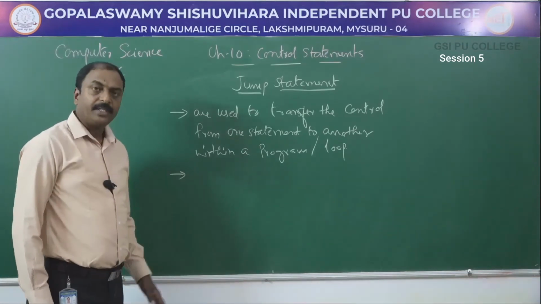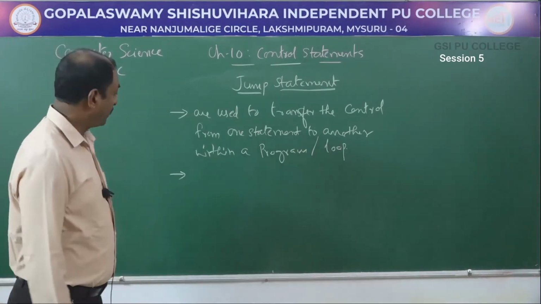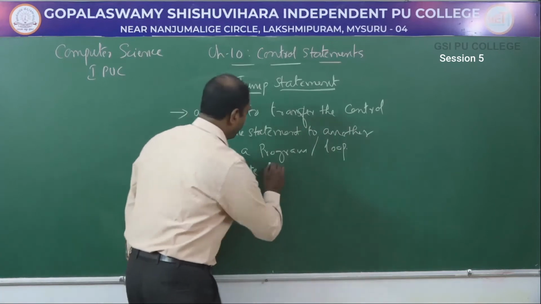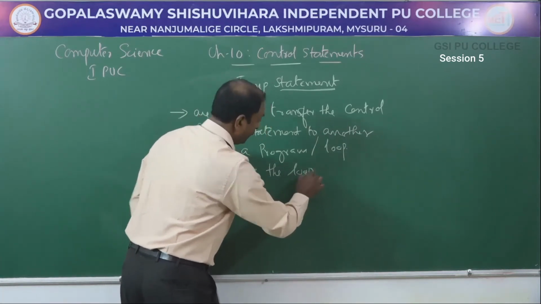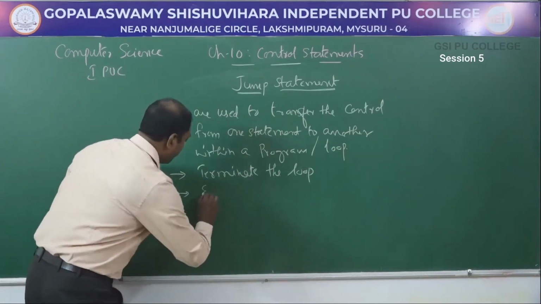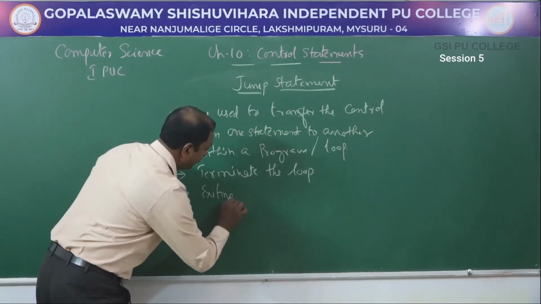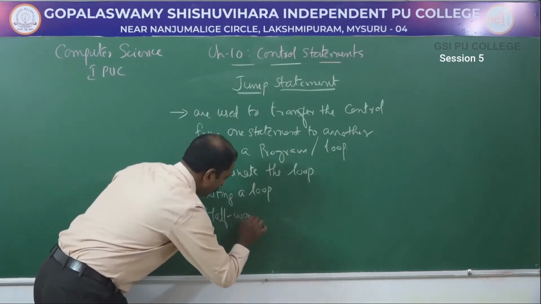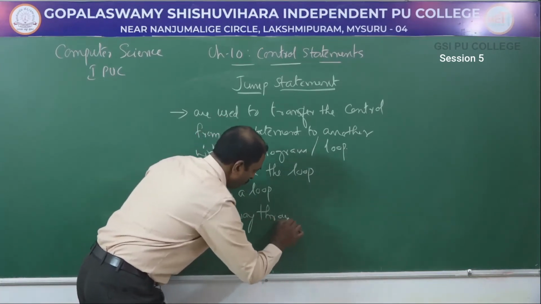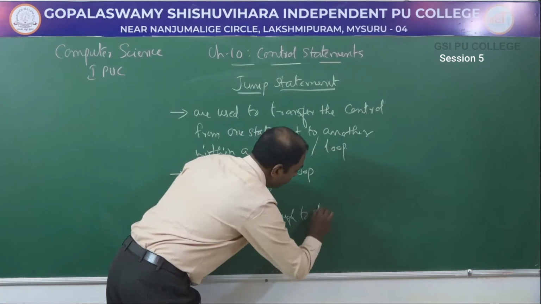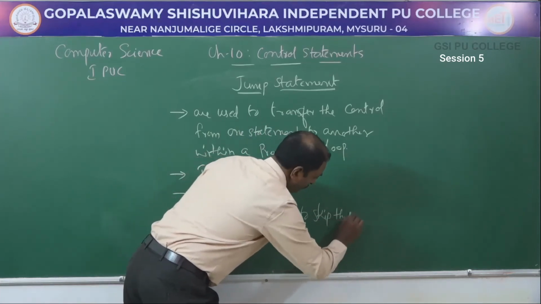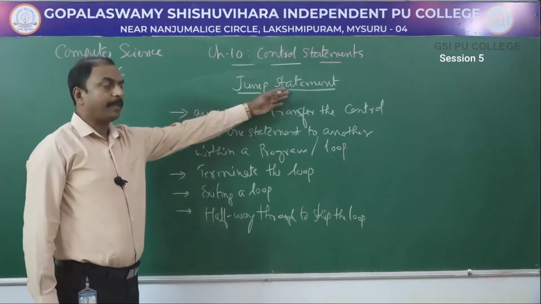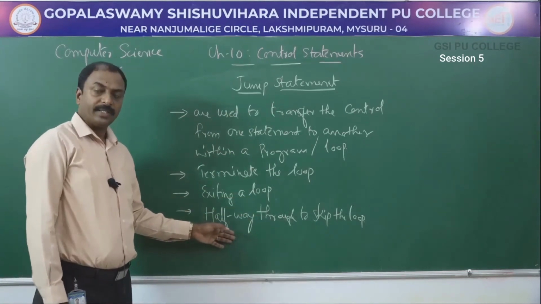Now, the jump statements within a loop can be used in 3 methods. One, to terminate the loop, I mean to come out of the loop. Next point is exiting a loop halfway through. And to skip the loop.